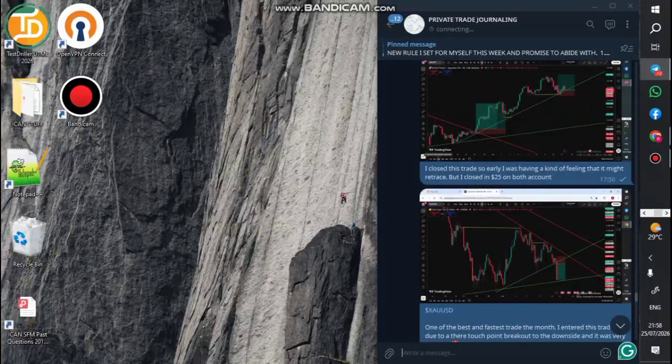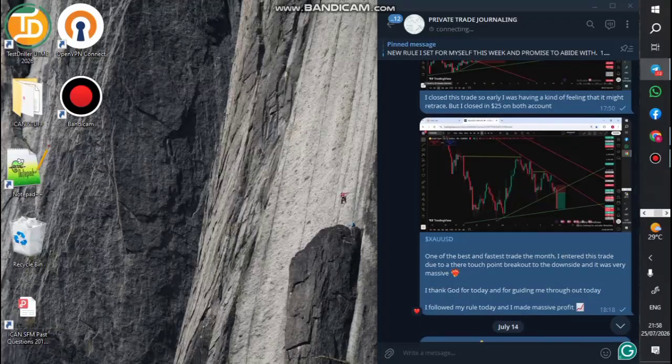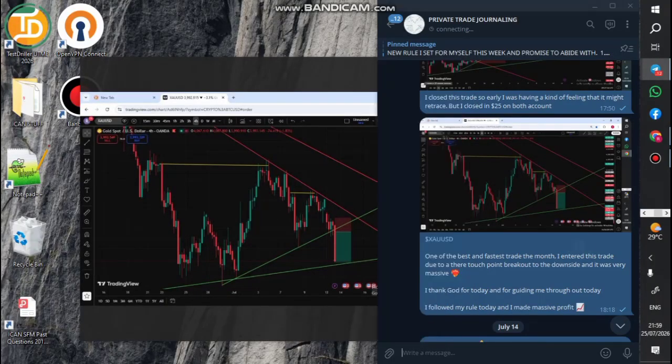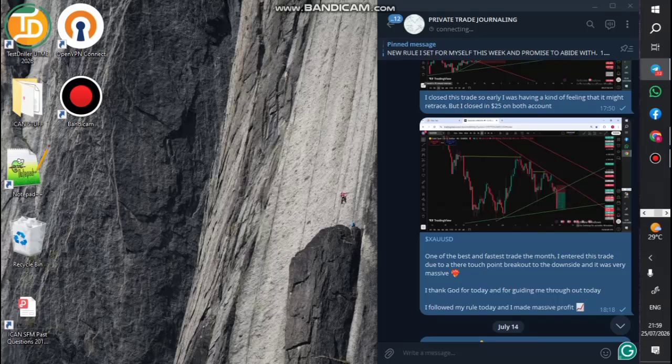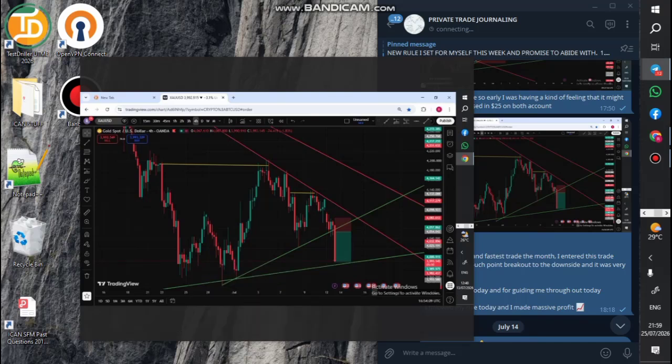The next one I took was actually XAU USD. Though I didn't share the setup, what I said there was that this was one of my best and fastest trades this month. I entered this trade due to a 3 touch point breakout to the downside, and it was very massive. I thank God for today for guiding me throughout. I followed my rule and I made a massive profit. Looking at this trade here, you see that it actually follows my strategy.